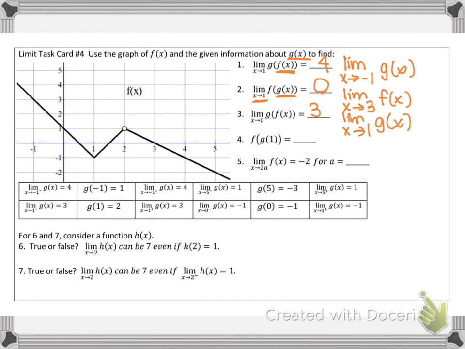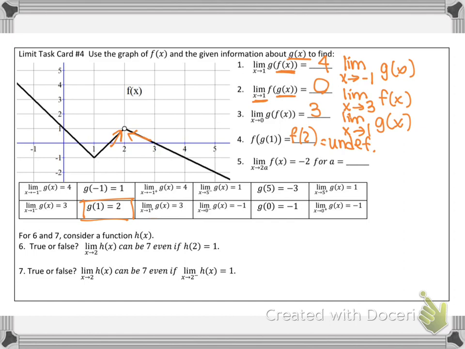Number 4, I'm not finding a limit this time. I just need f of g of 1. So I'm not looking for the word limit. I'm just finding f of g of 1. So let's find g of 1 from the table. G of 1 is 2. Now we're going to find f of 2. So going up to the graph, f of 2, that looks like it's undefined. I don't see any value on the graph at 2, so this is going to give me a final answer of undefined.